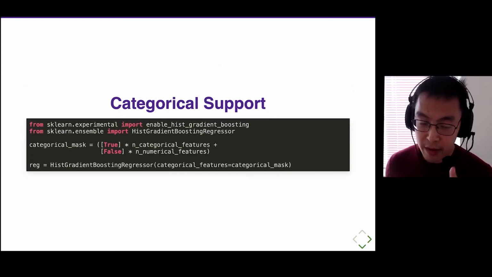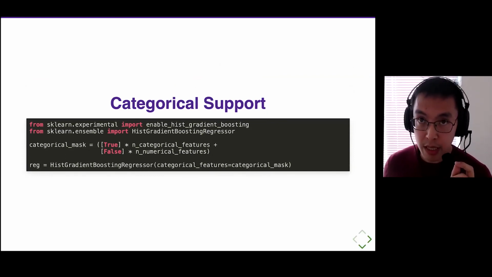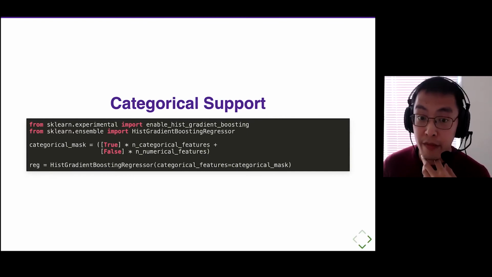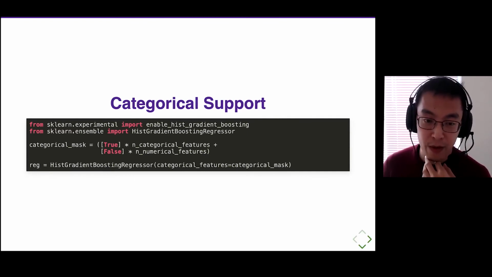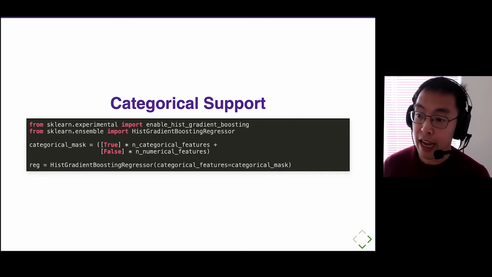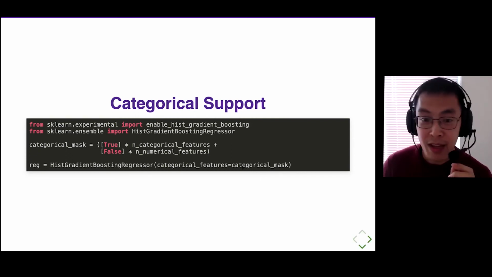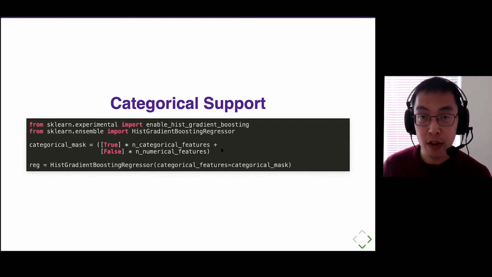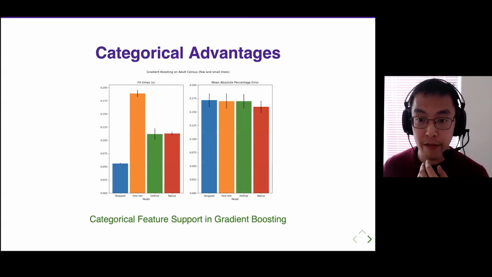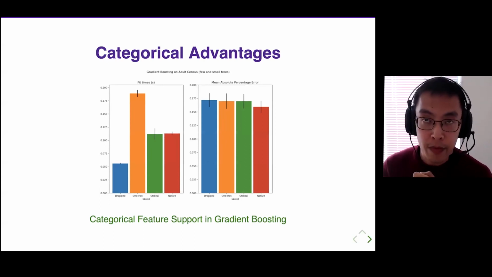More recently, this is going to be in 0.24, which is going to be released this month. This is one of my PRs, pull requests. They allow you to specify categorical features, and so the histogram gradient boosting algorithm would now natively support categories, and the reason why we have this is that it has advantages compared to other encoding schemes.